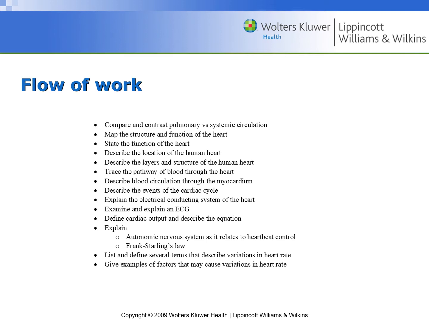Next, we look at the function of the heart, describe the location and layers associated with the heart, and most importantly, trace the pathway of blood as it flows through the heart. Then we'll move on to circulation, speak to the events of the cardiac cycle, explain the electrical conducting system of the heart, explain and examine an ECG, define cardiac output, speak to the autonomic nervous system and Frank-Starling's law, and then to wrap it all up, we'll be talking about listing and defining terms which describe certain variations in heart rate, as well as looking at examples of factors that may cause variations in the heart rate.